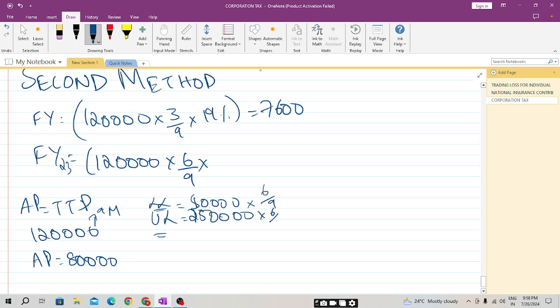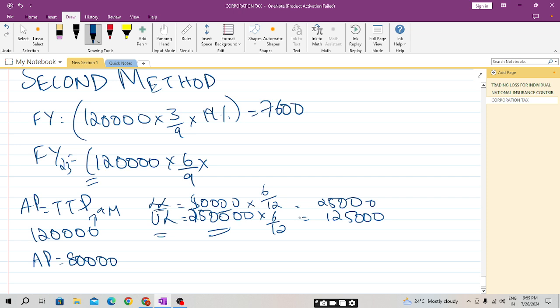No, students, 6 divided by 12, because this is for a 12 month period, but our accounting period is only 9 months. In our second method, we only see for the financial year how many months it will be applicable. So here it will be 50,000 into 6 divided by 12, 25,000. Here it will be 125,000.